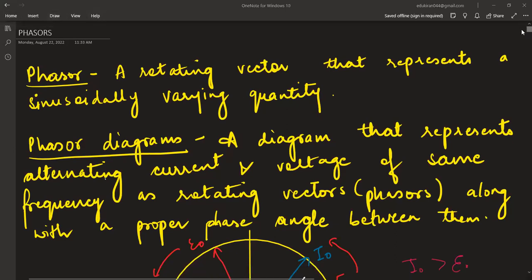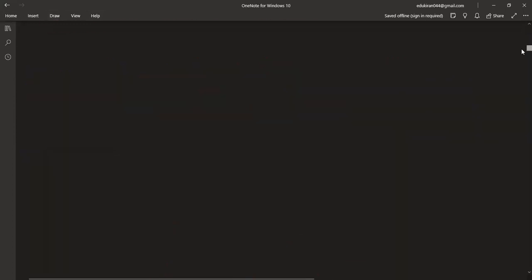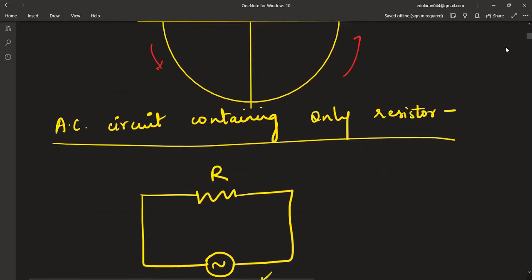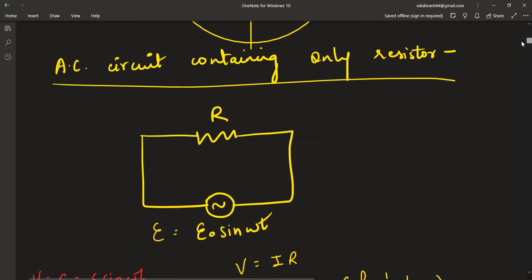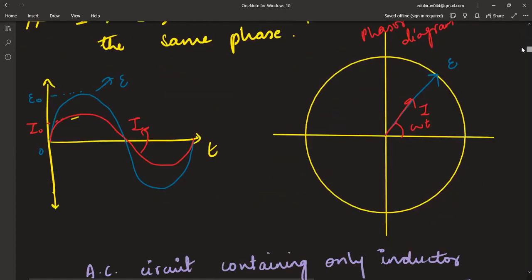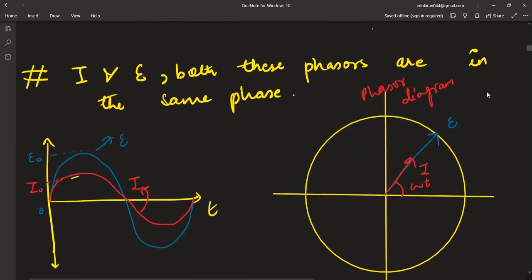Yes, class. So in the last class, we had started with only one circuit we could complete. That was an AC circuit containing only a resistor. In this, both are in the same phase, as I told you. So the equation also has no phase difference, because both EMF and current are in the same phase. This can be viewed through the phasor diagram and through the graphs also. There can be a difference in their amplitude, in their magnitudes, but there is no difference in the angles. You can see both are exactly starting from the same angle.